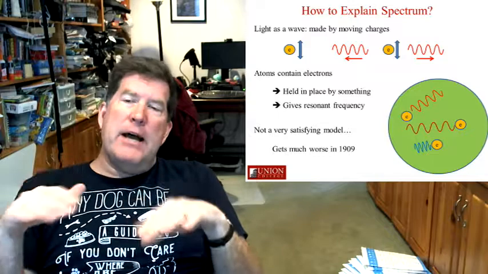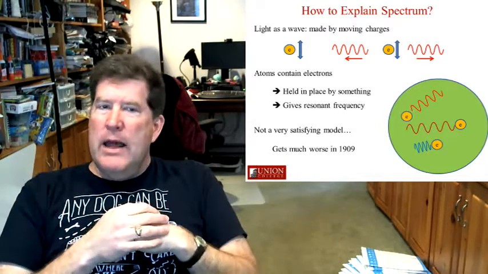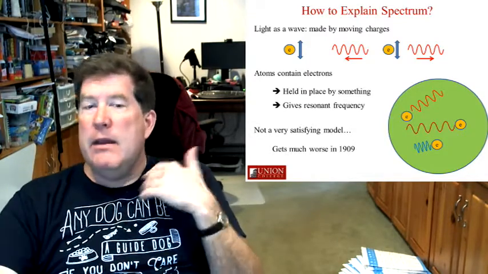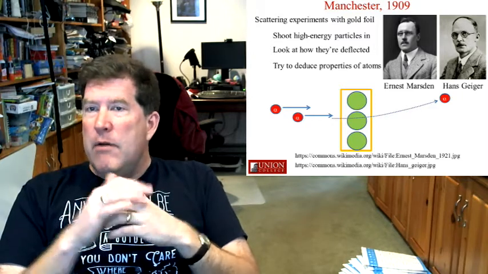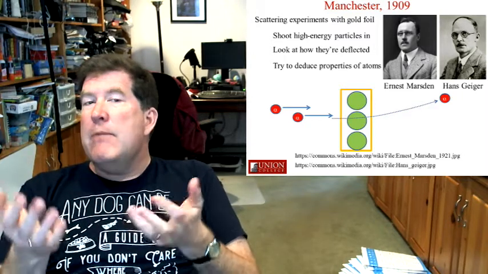This is, to put it mildly, not a satisfying model, and it gets a whole lot worse in 1909. What happens in 1909? Well, what happens in 1909 is one of the greatest undergraduate research projects in the history of science. A guy named Ernest Marsden showed up at the University of Manchester in 1908, 1909 to work in the lab of Ernest Rutherford.